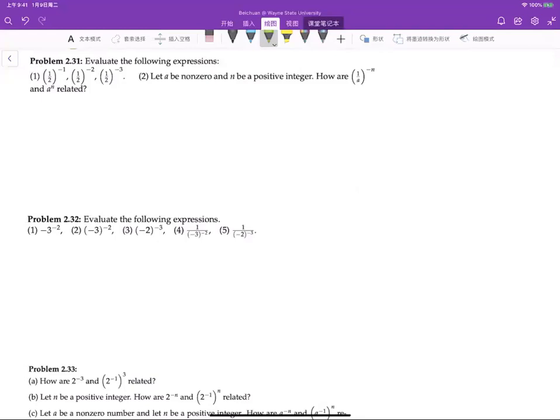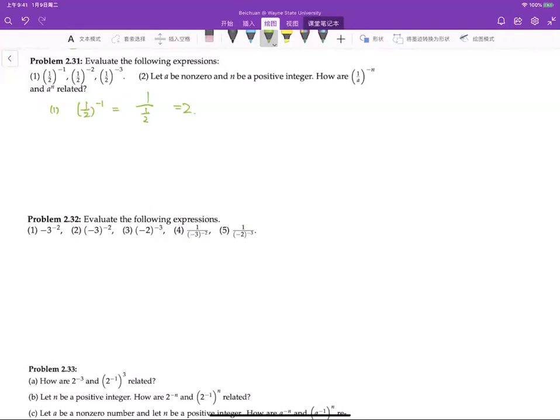Okay, so Victor. For the first one, 1/2 to the negative first, it's equal to 1 over 1/2 to the power of 1, and that's just equal to 2. Okay, good. So that's 2.